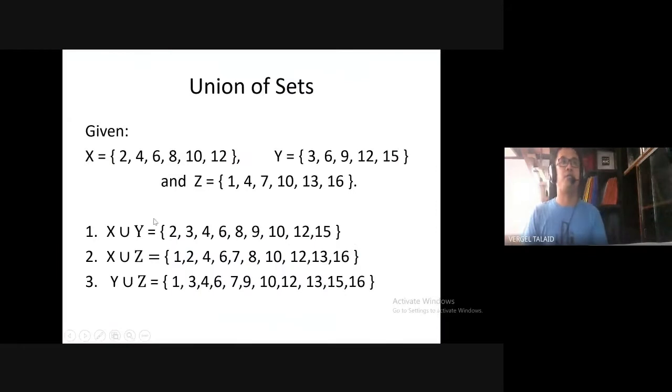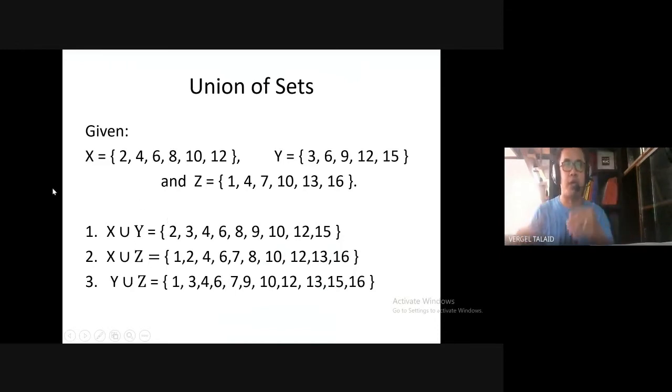Let us have another example. We have X: 2, 4, 6, 8, 10, 12. Y: 3, 6, 9, 12, 15. Z: 1, 4, 7, 10, 13, and 16. Getting the union of X or Y, you combine all the elements. So we have 2, 3, 4, then 6, just copy once, 8, 9, 10, then 12, just copy once, then 15. So this is now the union of X or Y.